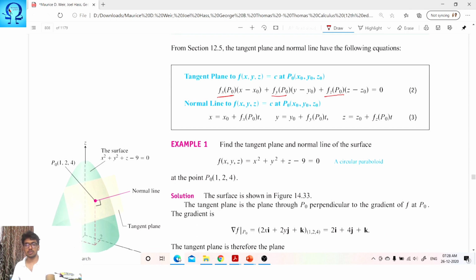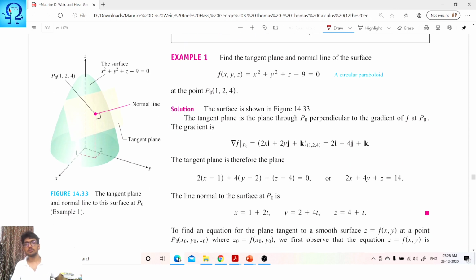Here we have a problem. In this problem, we are asked to find the tangent plane and the normal line of the given surface. If you look closely, this is f of x, y, z equals x squared plus y squared plus z, equated to 9. We have a function of three variables equated to some constant, and that is why we get a surface.